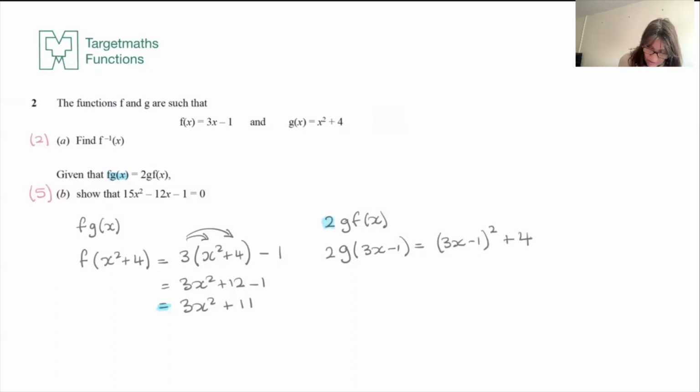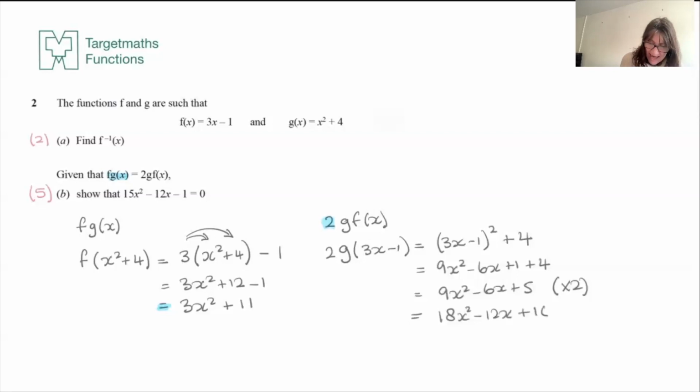Okay, so let's concentrate on what we've got going on here. If we expand our 3x minus 1, crab's claw, FOIL, whatever method you use, we would end up with 9x squared minus 6x plus 1 plus that 4 on the end. That tidies up to 9x squared minus 6x plus 5. I've then got to times everything by 2 because I want double that function. And I will end up with 18x squared minus 12x plus 10.